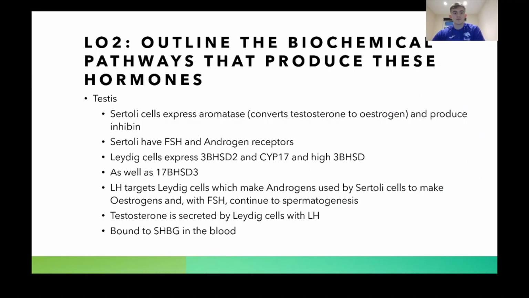So in the testes, similarly, we've got Sertoli cells which express aromatase, and they turn testosterone into estrogen and produce inhibin. And Sertoli cells have FSH and androgen receptors. Then again, Leydig cells express these enzymes here, as well as that one. And LH targets Leydig cells, which make androgens used by Sertoli cells to make estrogens, and with FSH to continue onto spermatogenesis. So that's very important. And testosterone is secreted by these Leydig cells with the help of LH. And testosterone travels via the sex hormone binding globulin in the blood.